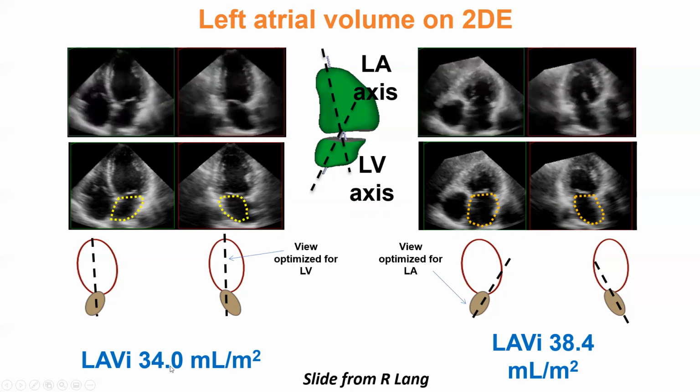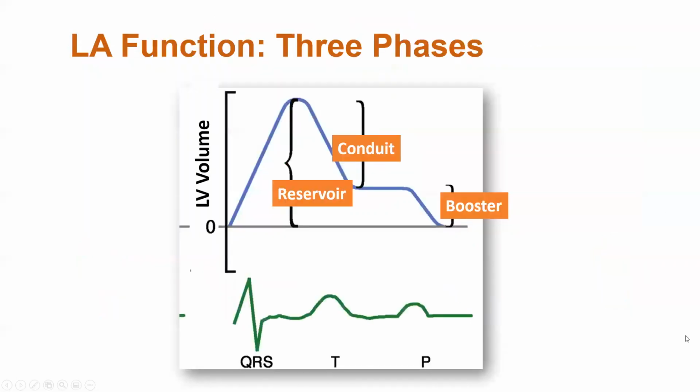And in this particular example, the difference was about 4 ml per meter squared. And this would be enough maybe to get you into left atrial dilation territory if you were performing your left atrial dimension that way. And I will say, in our laboratory, we do not do this on a regular basis. This is more for information value for you.